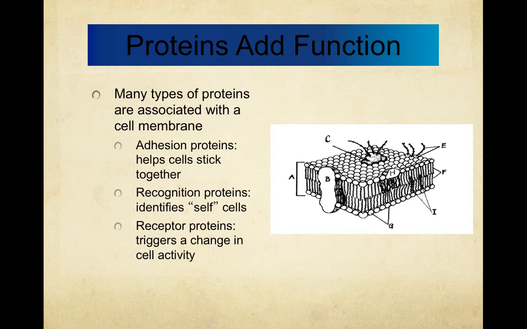Those proteins, depending on the protein, have different functions. Some proteins help cells in tissues stick together. Some proteins serve as identifiers so that you can say, oh, you're a liver cell or you're a heart cell. Good to know. And then some proteins serve as receptors. If a hormone or some sort of chemical is released, it needs to stimulate the cell. It has a place to go to trigger the response it wants within the cell.